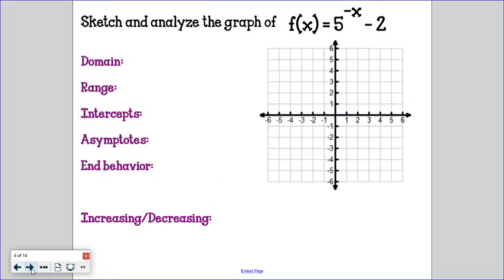I'll give you a second to work on this next one ahead of me. f of x equals 5 to the negative x minus 2. And then we will talk answers. It'll either always be increasing or always be decreasing.